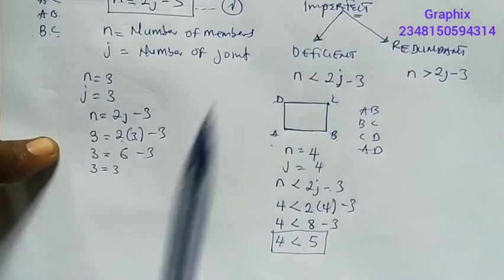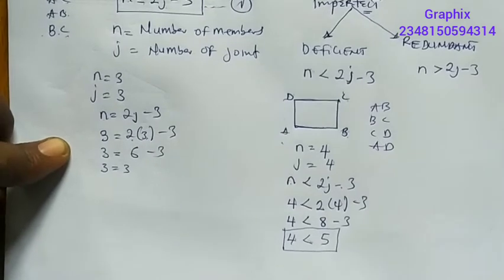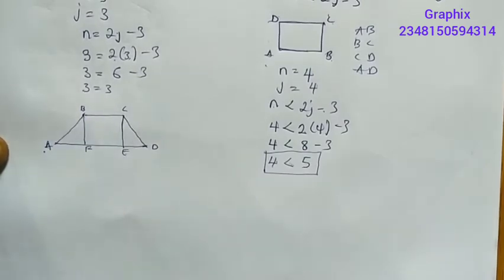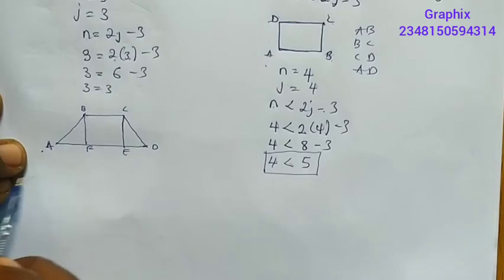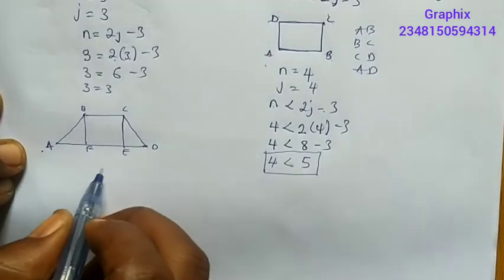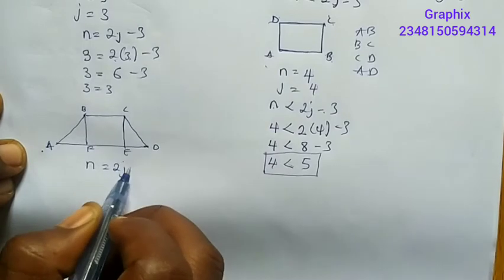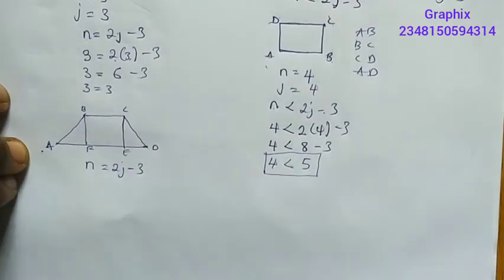Are we good? Now let's take this example again. Now look at this example here. We have this frame. We want to see if it's perfect or imperfect. Now, we know that for a frame to be perfect, it must satisfy the equation n equals 2j minus 3. Are we good?